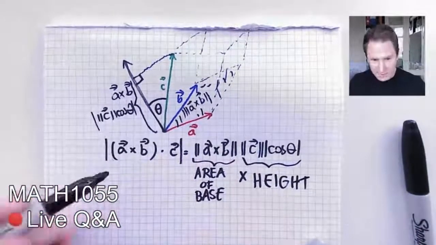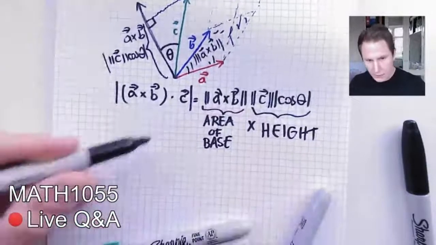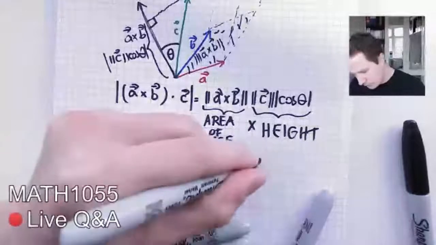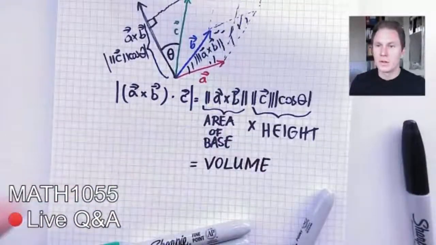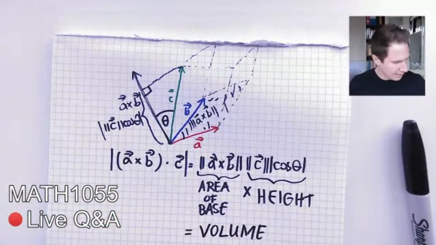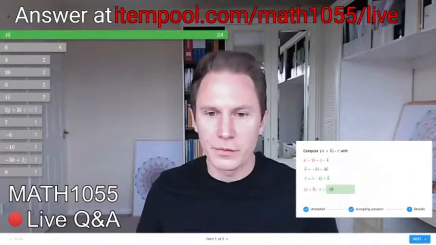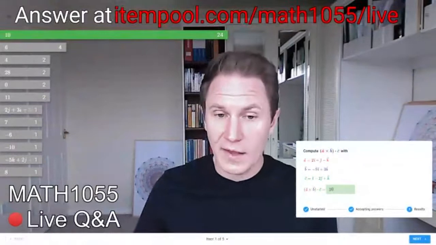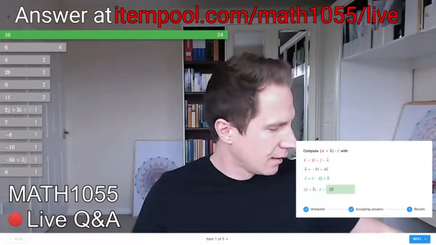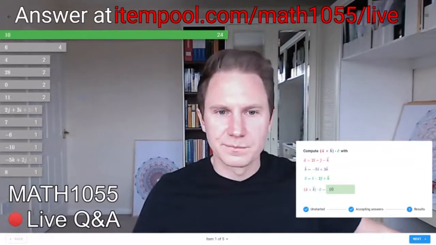So in the end, what we are getting here, if we take the absolute value, is the volume of the parallelepiped spanned by A, B, and C. Okay, so that's the geometric meaning of this triple product of A, B, and C in this way. So 10 is the volume of this parallelepiped spanned by the three vectors. All right, I hope that was clear.